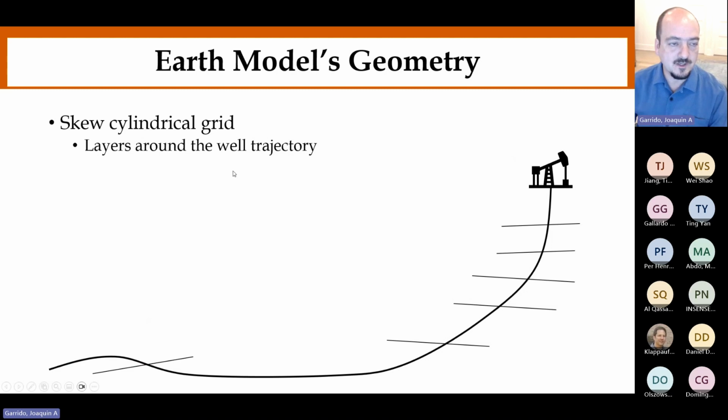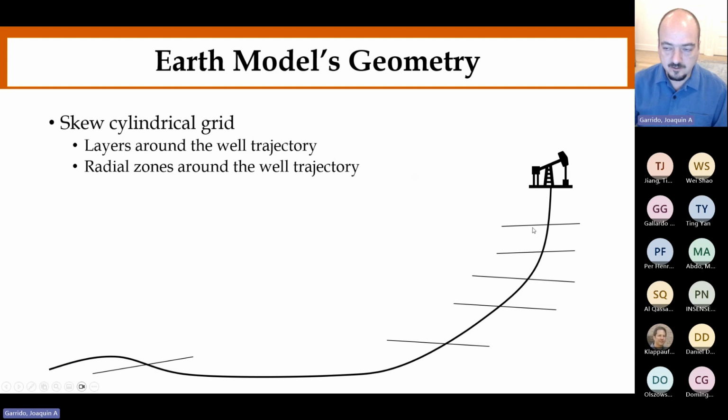The geometry, being technical, is a skew cylindrical grid, which means that it's a cylindrical grid that is skewed, which means the angles are not always 90 degrees, and it goes along the well trajectory. The angles are not always 90 degrees because we want to allow for trajectories that are not straight. Then we have layers that are crossing the well trajectory, and between those boundaries, we generate layers.